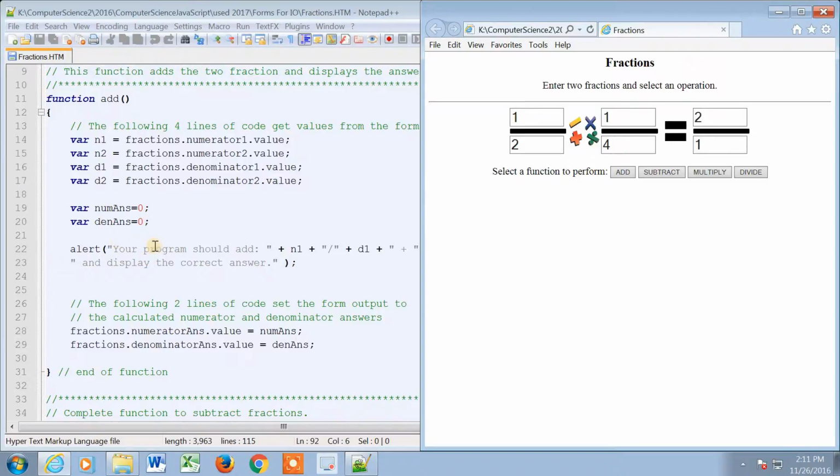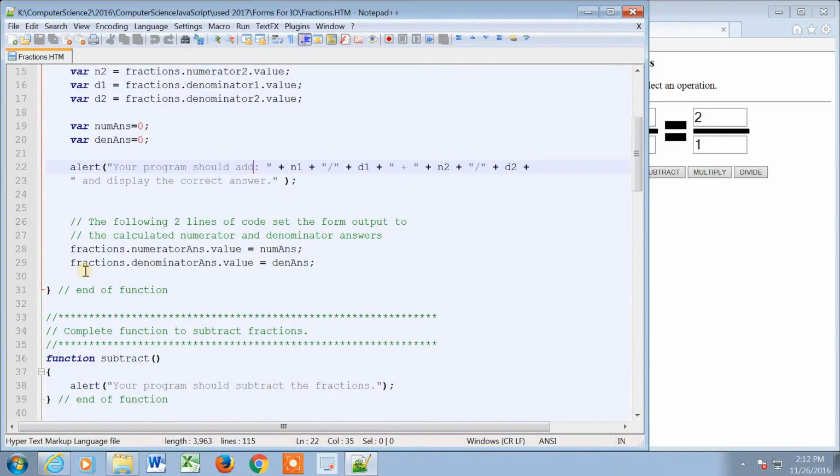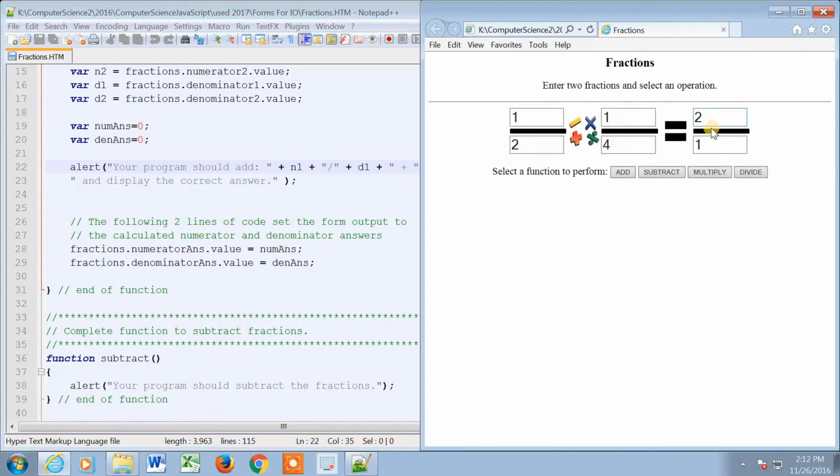Now, I declared a couple of other variables for you, numerator answer and denominator answer. Perhaps you will set these to the answer that you get when you add, subtract, multiply, or divide. And then these last 2 lines of code, which I wrote for you, all they're doing is taking your resulting answers, num answer and den answer, the numerator and denominator answer, and putting those values back into these output boxes.